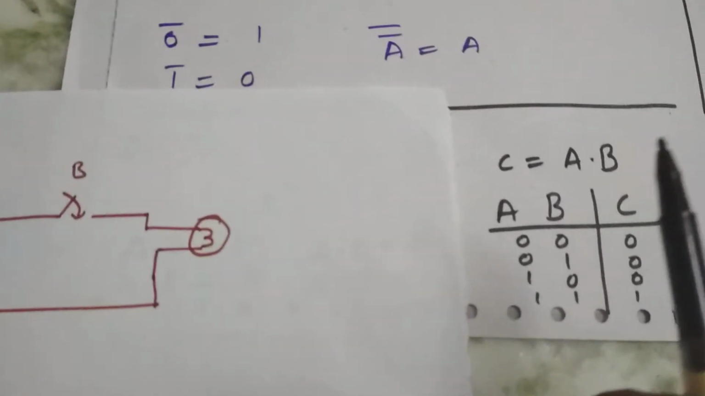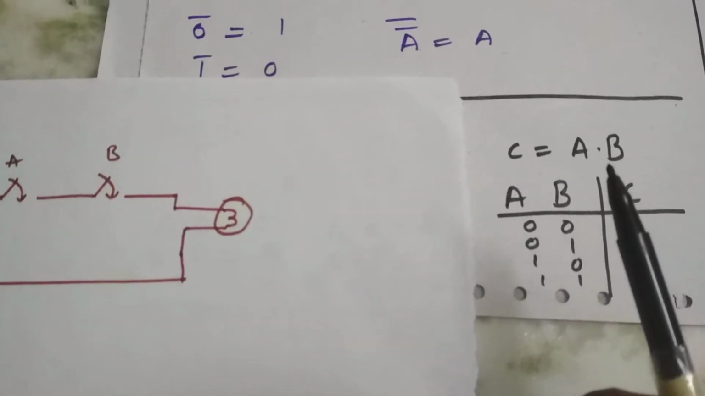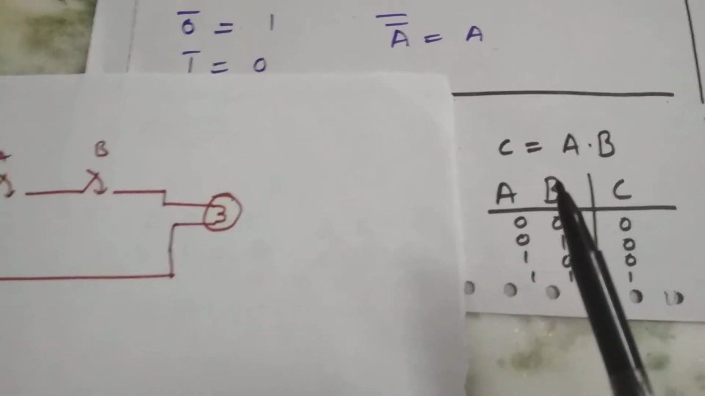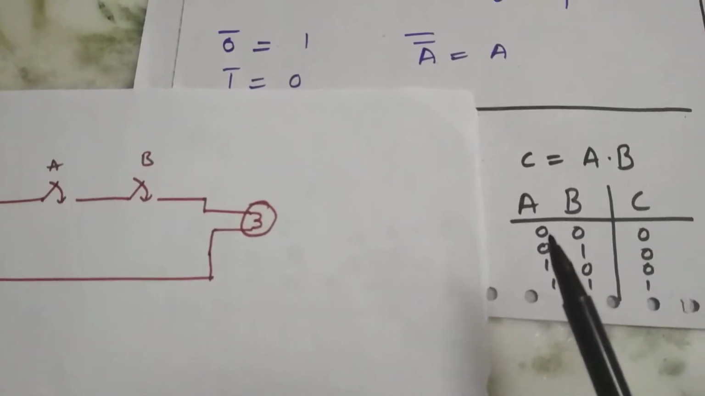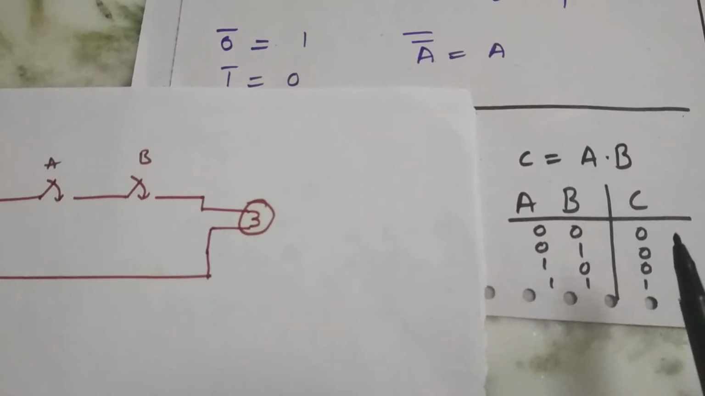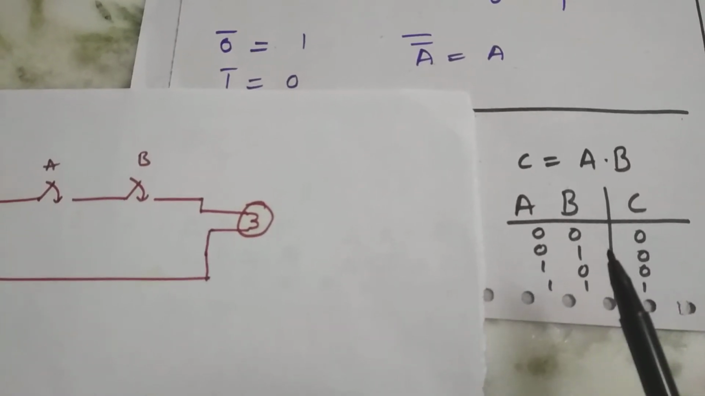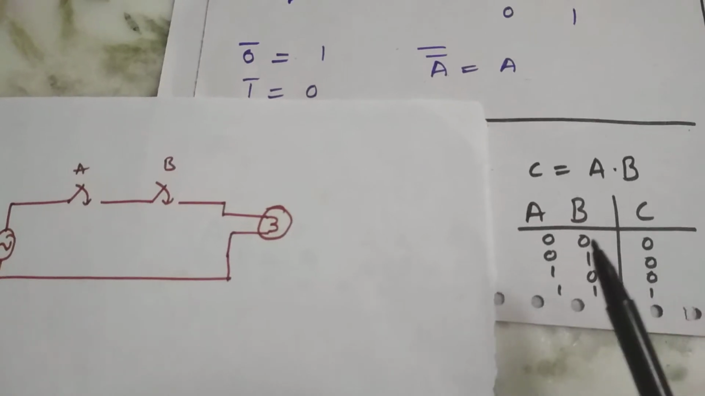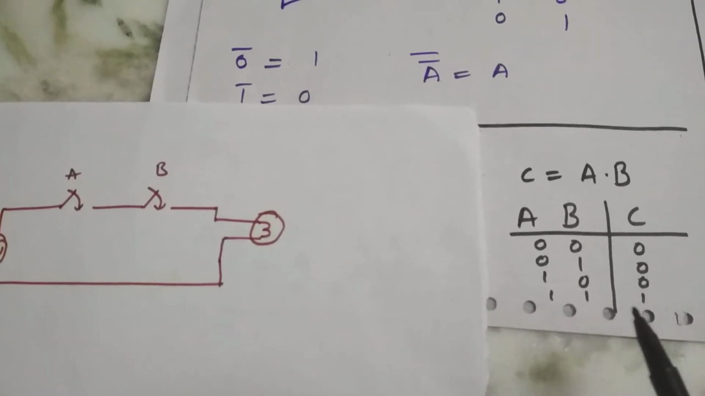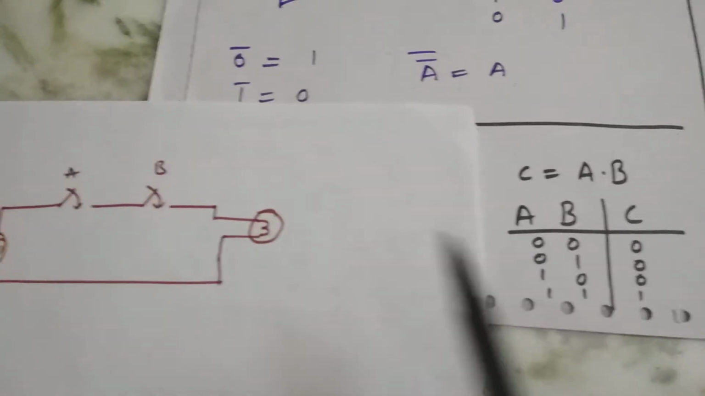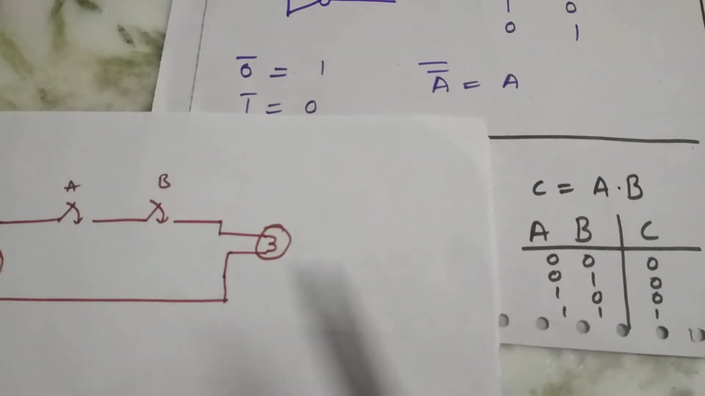So this is the Boolean expression of an AND gate, and this is the truth table of the AND gate. As you can see, A and B are the switches and C is the bulb glowing. So when A is 0, B is 0, the bulb will not glow. When A is 0, B is 1, the bulb will not glow. When A is 1, B is 0, the bulb will not glow. And when both are turned on, then only the bulb will glow. So as you can see, it is quite relatable.